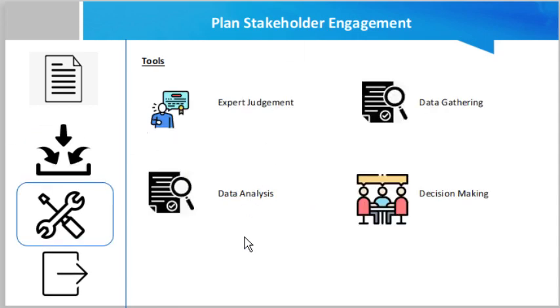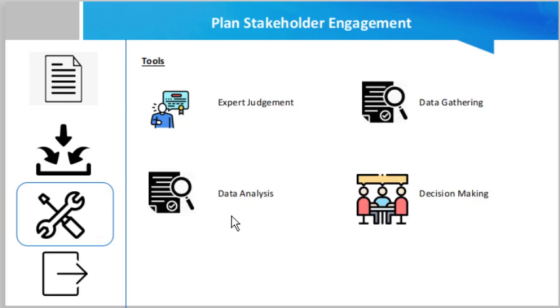Then the tools which we use for this process. First tool is expert judgment. Whenever you are engaging or involving the stakeholders, you can use expert judgment. That means you can get know-how from domain experts who have knowledge of similar projects, or they can give you a suggestion on how to involve the stakeholders. Data gathering means things like brainstorming sessions, interviews, surveys, meetings, etc. with the stakeholders to involve them.